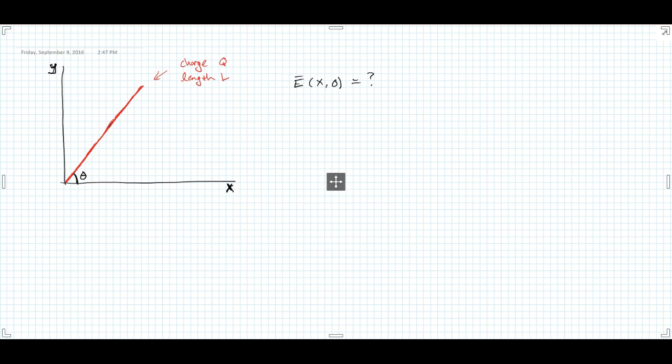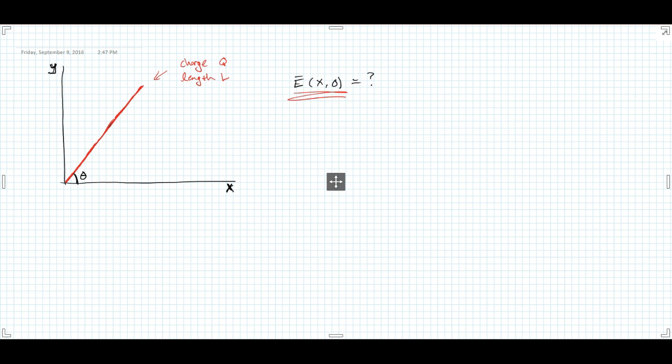I've got the x-axis pointing to the right, the y-axis pointing up, and then I've got my uniform charge distribution along a line that makes an angle theta with the x-axis. I've got my charge distribution drawn in red because I can. The charge distribution, let's assume, has a total charge Q and a length L. And I'm just going to calculate the electric field along the x-axis.